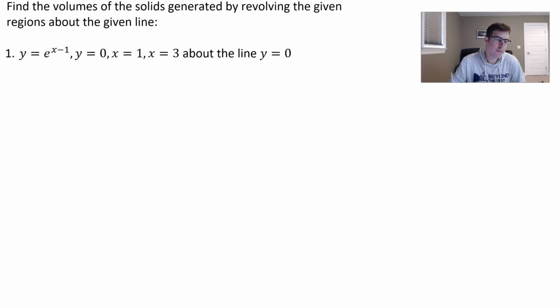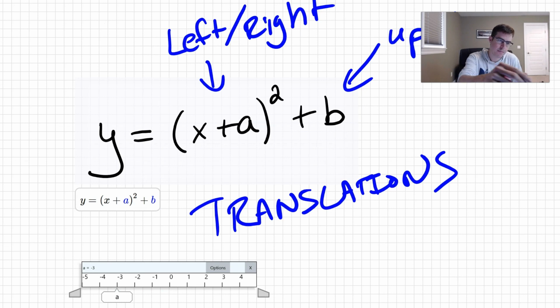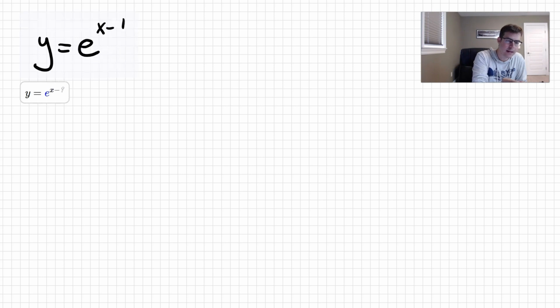For number 1, we want to have the curve y equals e to the x minus 1, y equals 0, x equals 1, and x equals 3. We're going to revolve that about the line y equals 0. First things first, we should probably graph this. So let's graph e to the x minus 1, which should just be e to the x shifted 1 over. I want a nice graph, so let's make a nice graph here. So we have y equals e to the x minus 1.